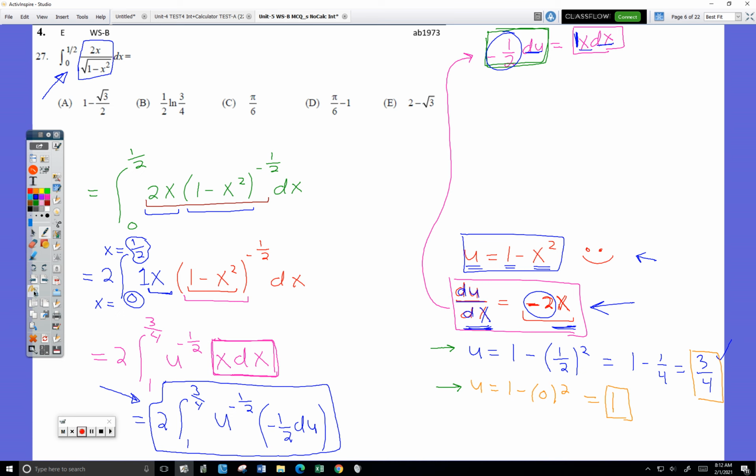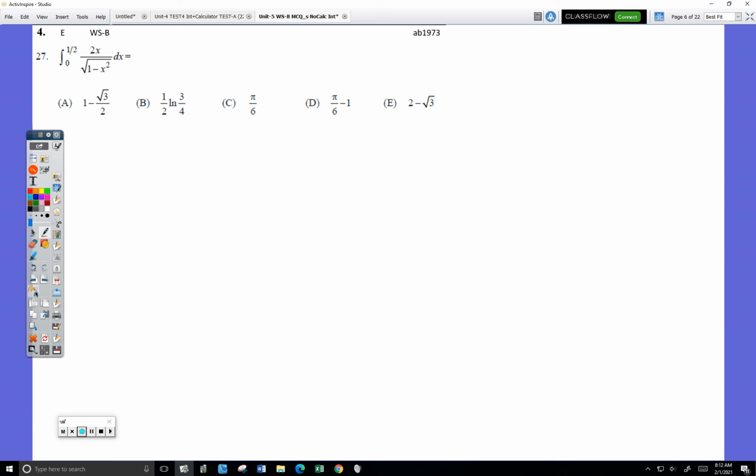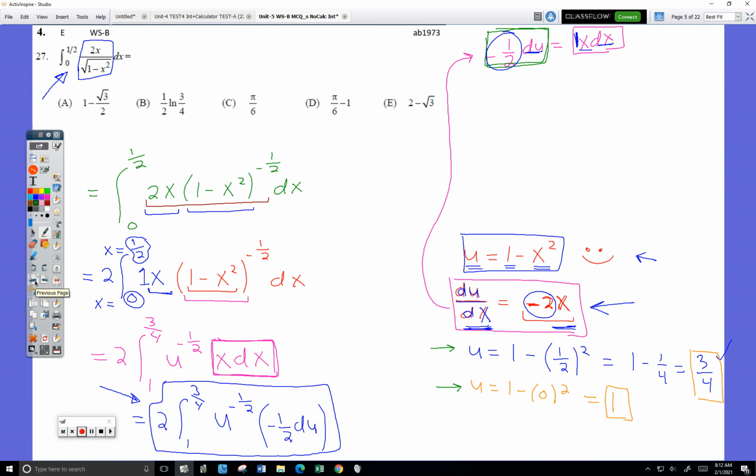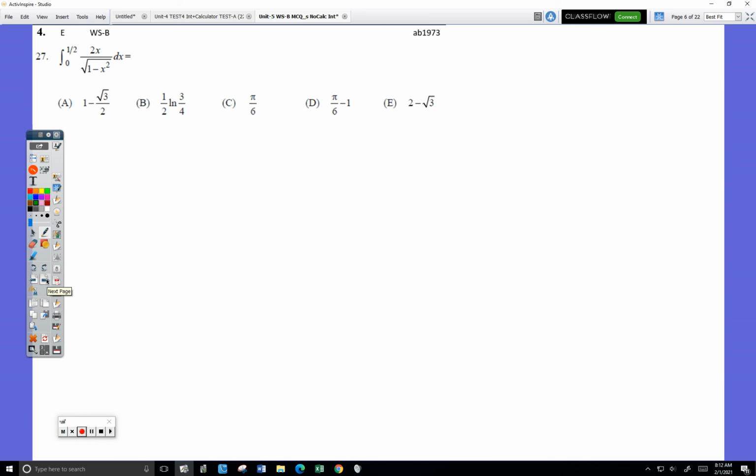Okay, so the problem we're solving now looks like this. We have 2 times the integral from 1 to 3/4 of U to the negative 1/2 multiplied by negative 1/2 du. This is a multiplying constant, so it can come out. When it multiplies by the 2, you'll get negative 1.